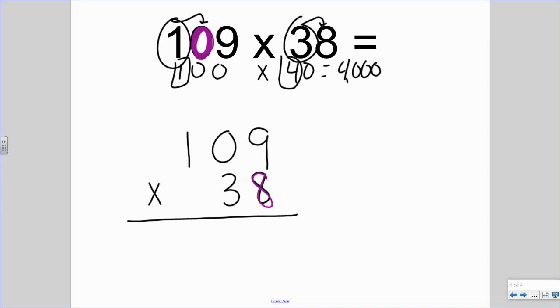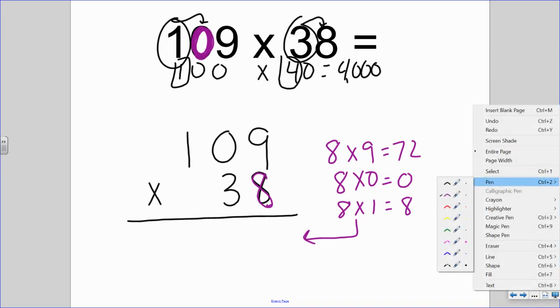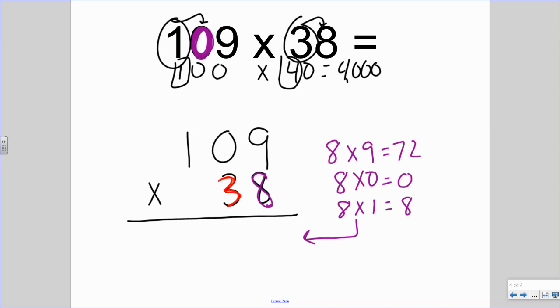My first problem is the 8. So we're going to need 8 times 9, 8 times 0, and 8 times 1. None of those are terribly difficult. That's 72, 0, and 8. And that part of my answer is going to go right here. And then I am going to do a second part of my answer with the 3. And I'm going to need to know 3 times 9, 3 times 0, and 3 times 1. None of those are terribly hard, especially with my 9s trick. And that's going to give me this part of my answer. And then, of course, we'll add them together.